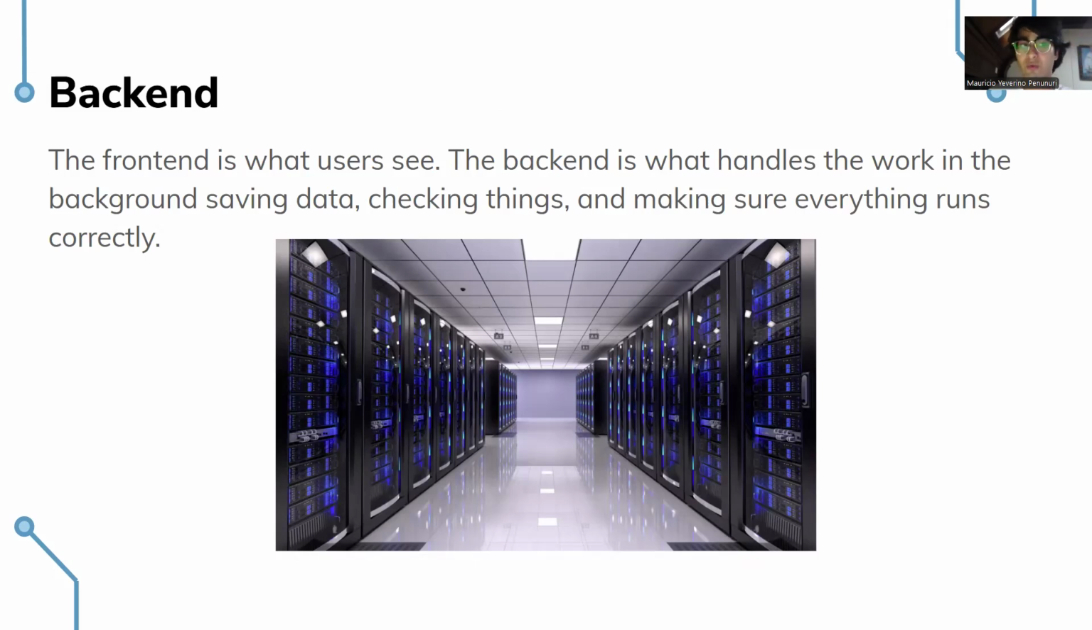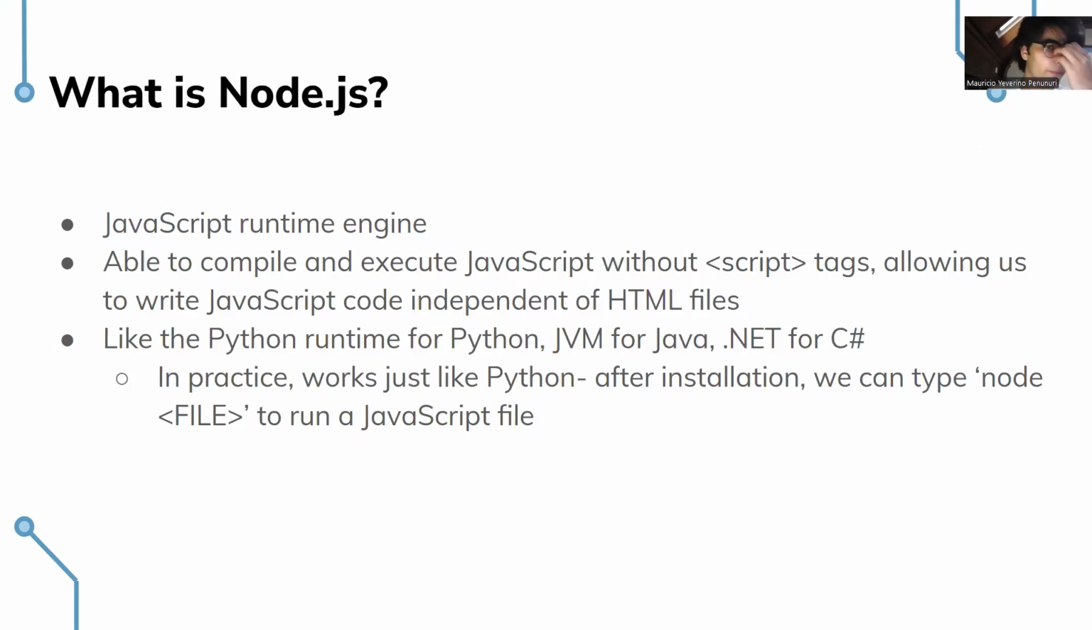Again, the backend is what handles the work in the background, such as saving your data from your profile, checking things, and making sure everything runs correctly in an application. So that's why we're going to introduce this tool called Node.js. Node.js is basically a JavaScript runtime engine. It is an environment where you can run JavaScript code. Node.js lets you compile and execute JavaScript without needing the script tags, allowing you to write JavaScript independently of the HTML pages.